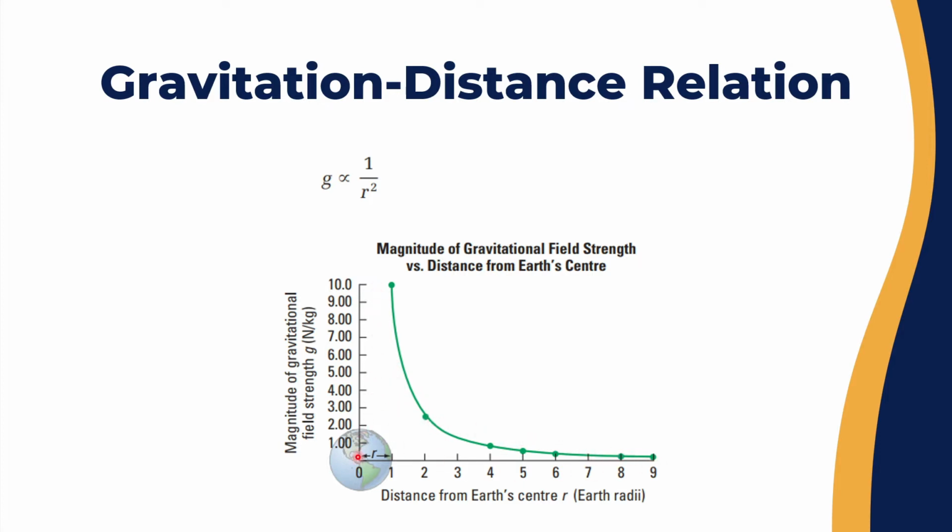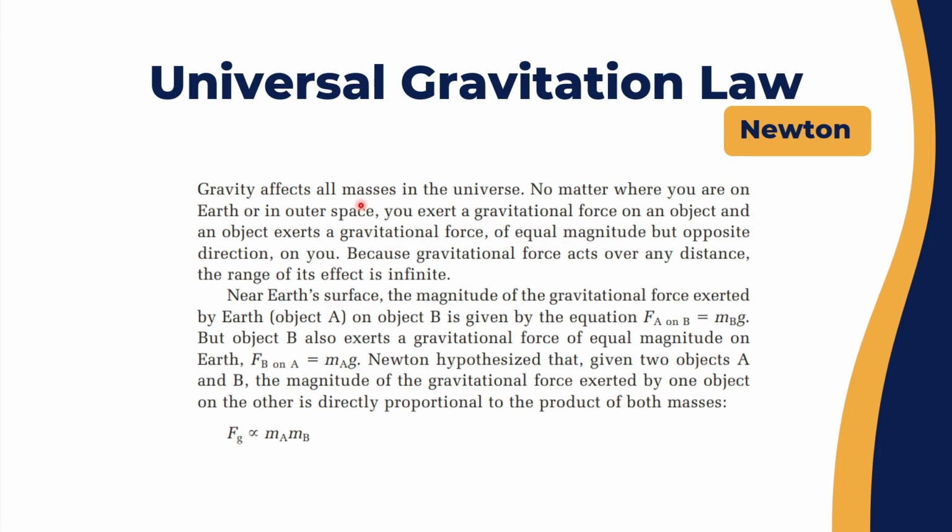That curve is telling you the gravitational acceleration is reduced as the square of the value of radius is increasing. So the farther you are from the Earth's center, the smaller the gravitational acceleration. So in short, there is an opposite relation between the gravitational acceleration and the squared value of the radius from the Earth's center.